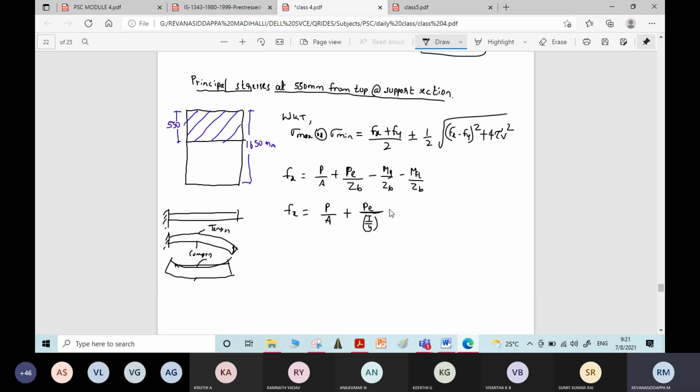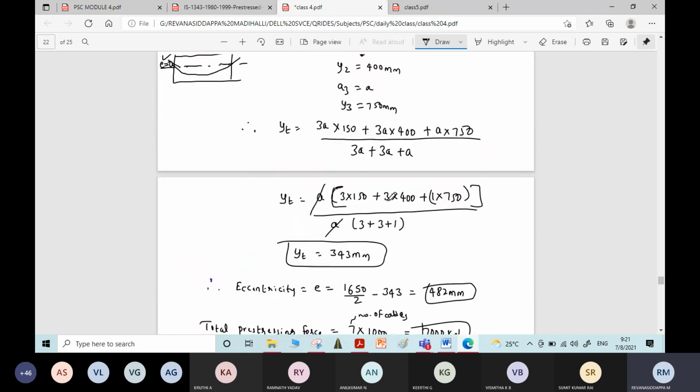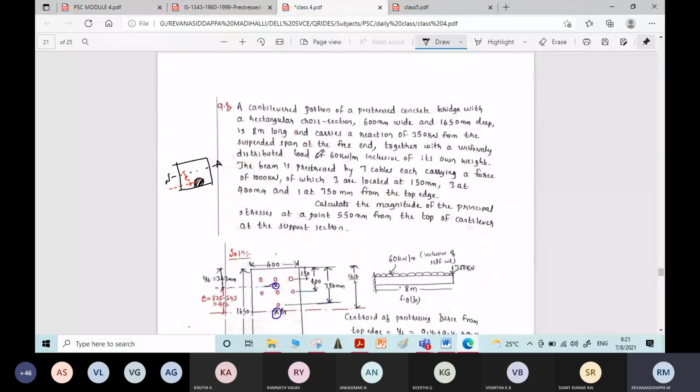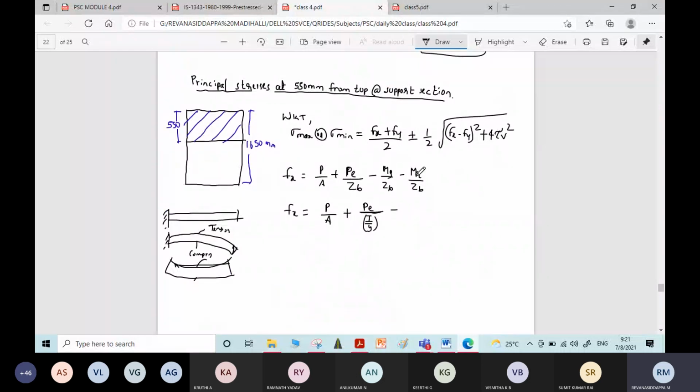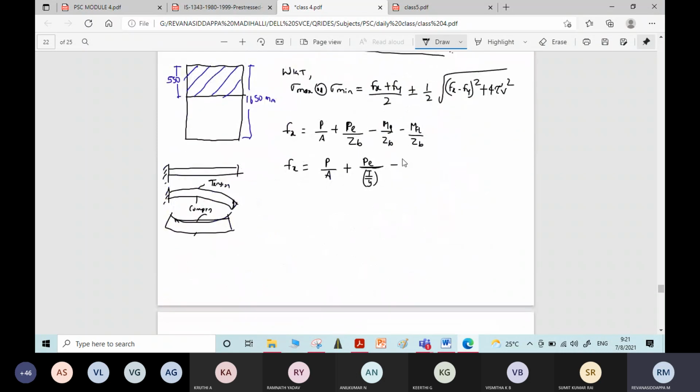Okay, I will rewrite that equation. Here it is said in the problem that the uniformly distributed load is 60 kilonewton per meter inclusive of its own weight. Inclusive of its own weight means it is Mg plus Mq. If you find the moment, you will get the moment due to dead load plus moment due to live load divided by Z. Z I will write as I by Y.